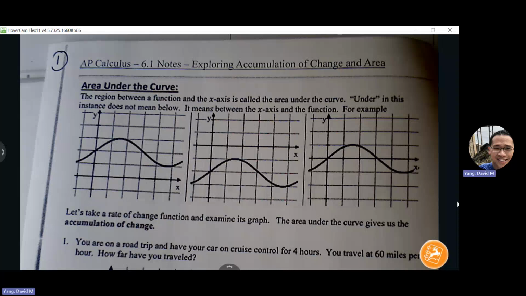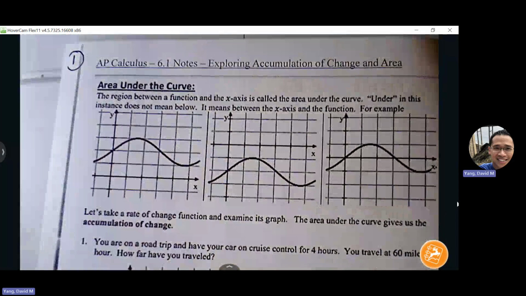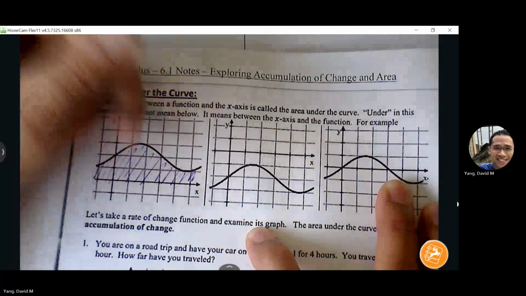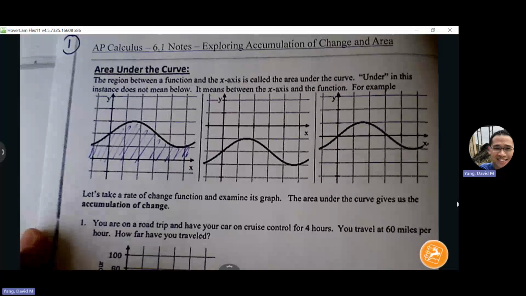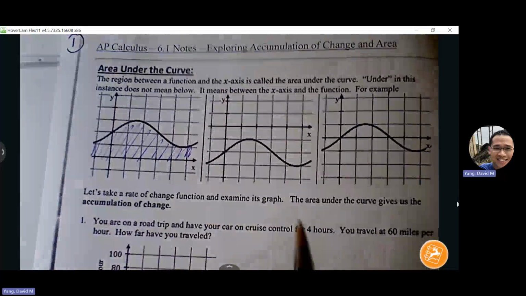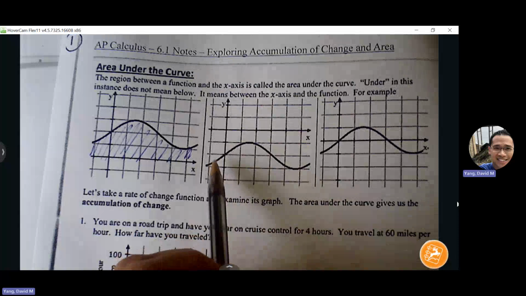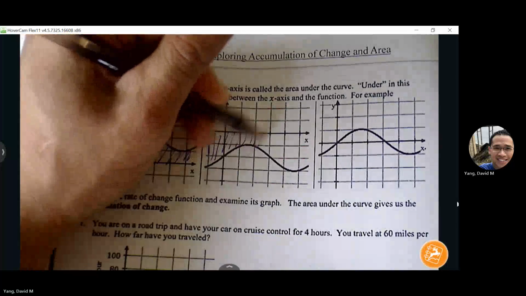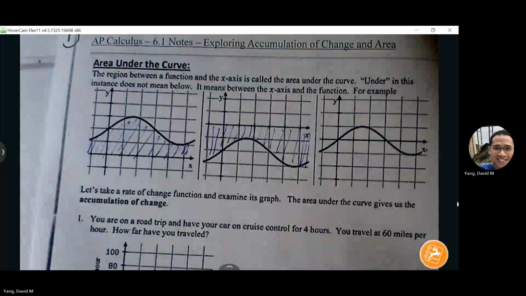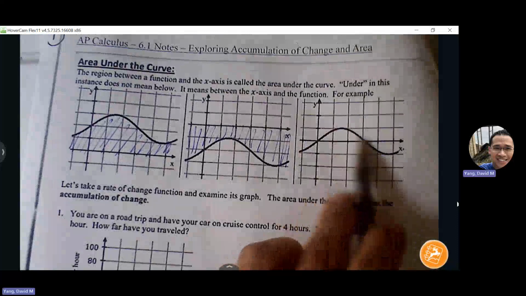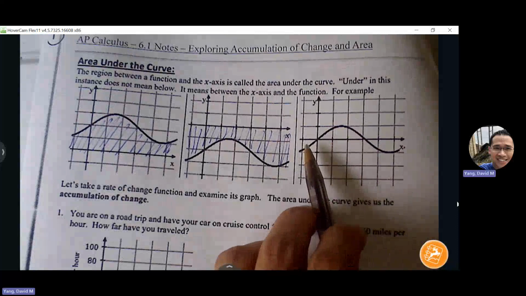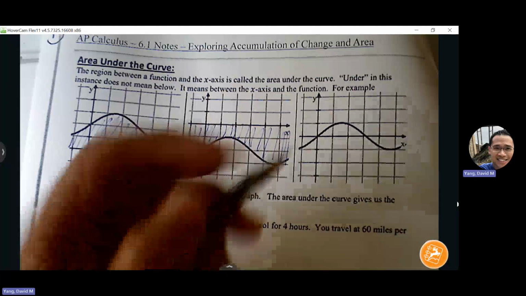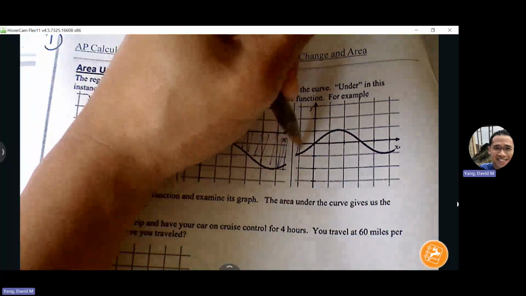So for instance, if I want to find the area under the curve for this first graph, it's really just between the x-axis, and so it could be below depending on where the x-axis and where the curve is. But then the second graph here, area under the curve is really, it's not under, it's really between the graph and the x-axis. And then this third example, sometimes it's above, sometimes it's below, because this curve kind of oscillates above and below the x-axis. So the area between the curve and the x-axis is just this region here.